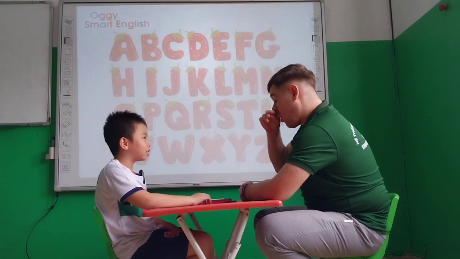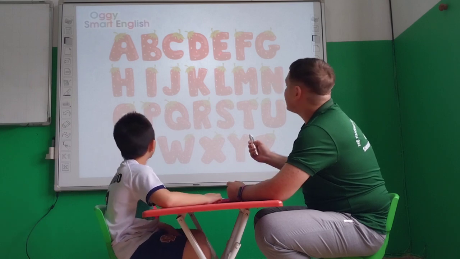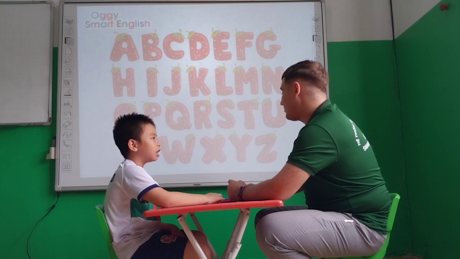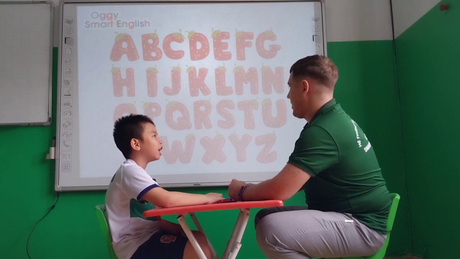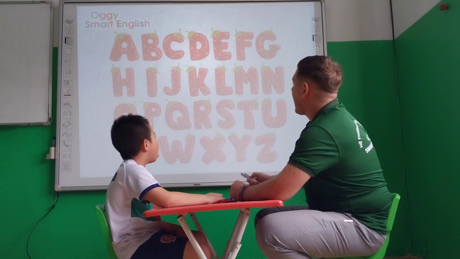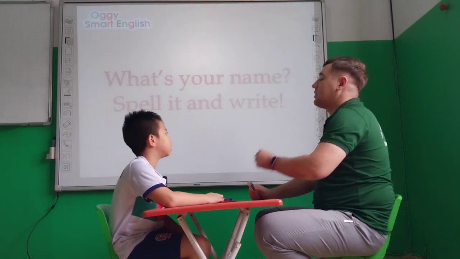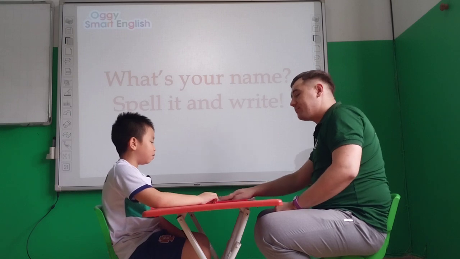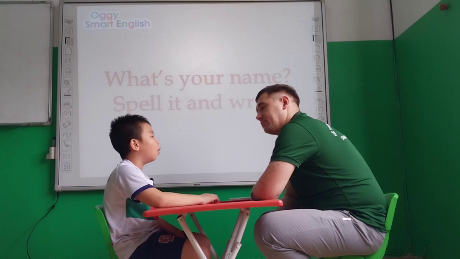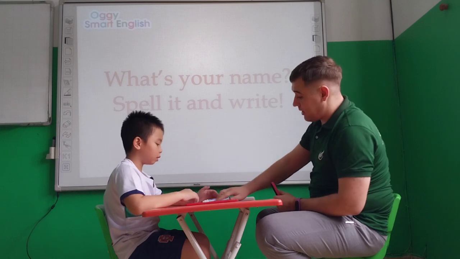Boom. Let's go. Today we talk about letters and sounds, okay? Tell me, please, what letter is this? E. Sound? Very nice. What letter is this? L. Sound? No. Okay. What letter is this? S. Sound? Very good. Tell me, please, what's your name? My name is Cole. How do you spell your name? C-O-L-E. Very good. Now, please write your name here.